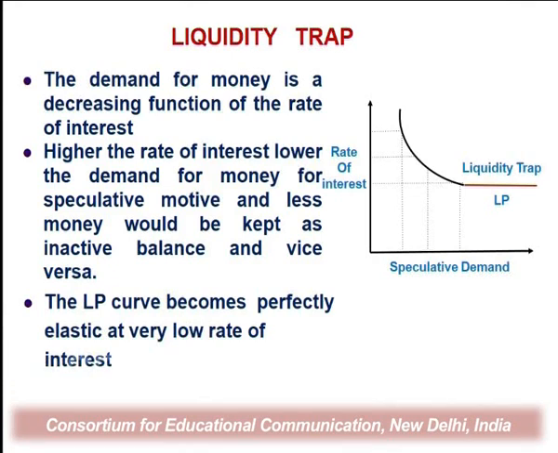The higher the rate of interest, the lower the demand for money for speculative motive, and less money would be kept as inactive balance, and vice versa. So liquidity preference curves become perfectly elastic at a very low rate of interest. Because the rate of interest and the price of bonds are inversely related, if the rate of interest is low, it means that the price of bonds is at its peak, at the highest. So if the price of bonds is at its peak, then investing in this market is not safe.